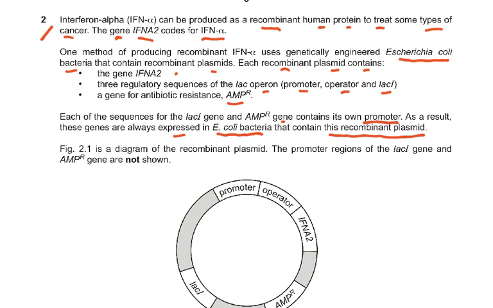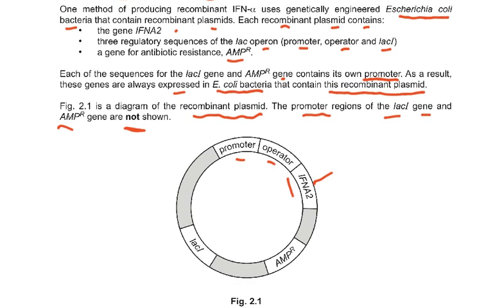Figure 2.1 is a diagram of the recombinant plasmid. The promoter regions of the lac-I gene and the AMPR gene are not shown. We have a promoter, we have an operator, we have IFNA2. What was IFNA2? The gene that codes for IFNA. This is written here, the IFNA2 gene, because plasmids are made of DNA, so must have the gene for it. So the promoter regions of the lac-I gene and AMPR are not shown. And then what do we have? We have AMPR.